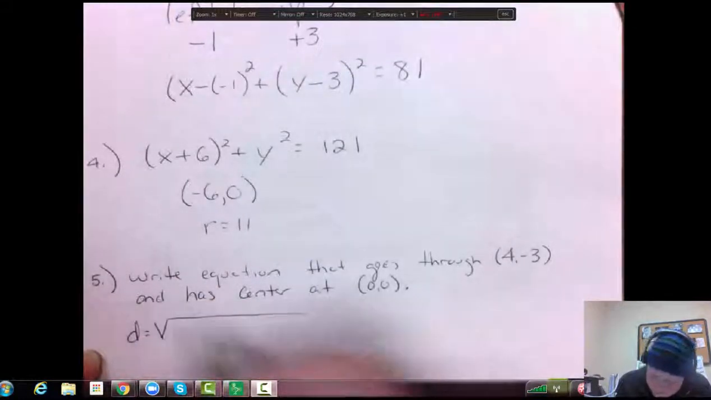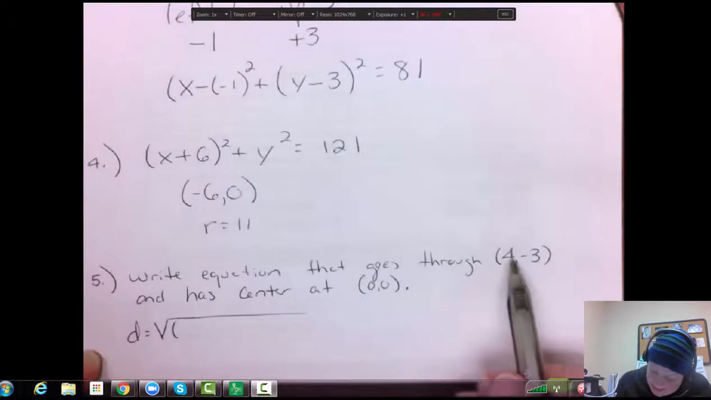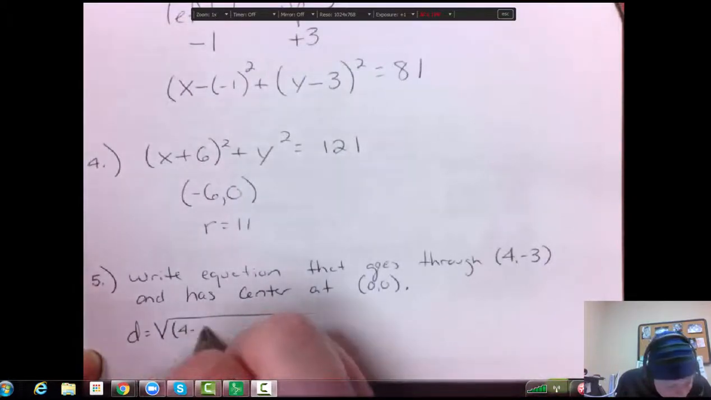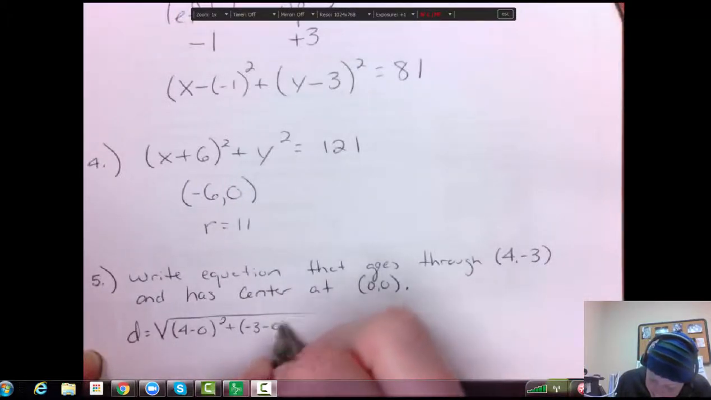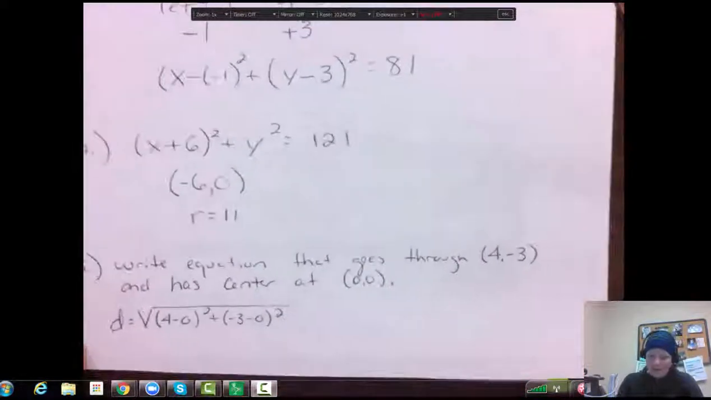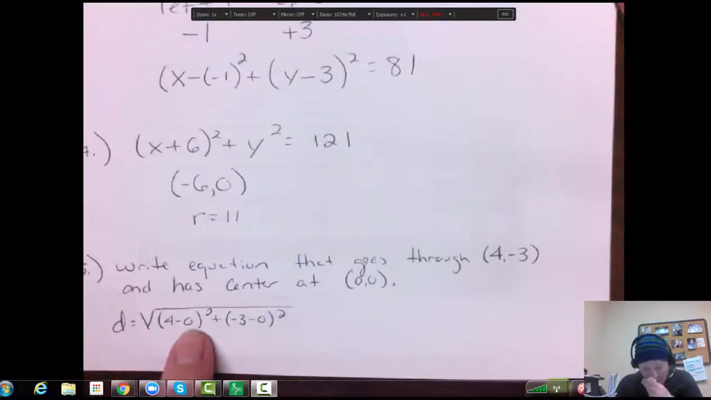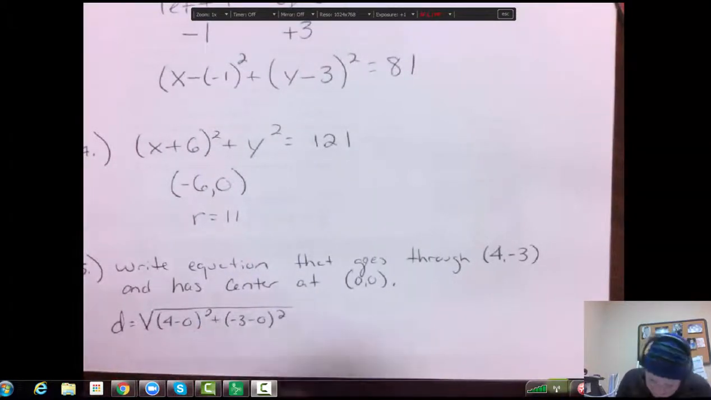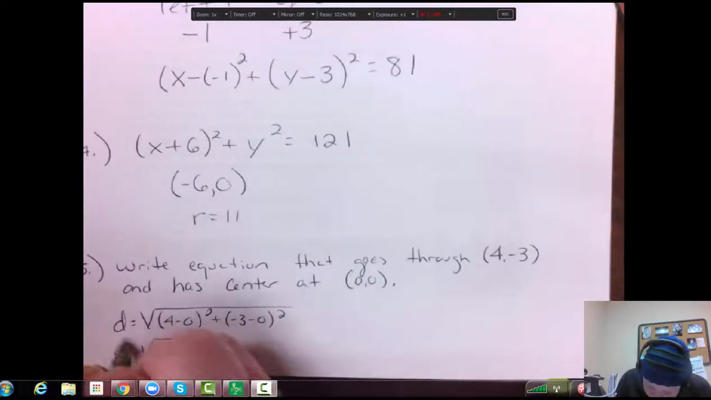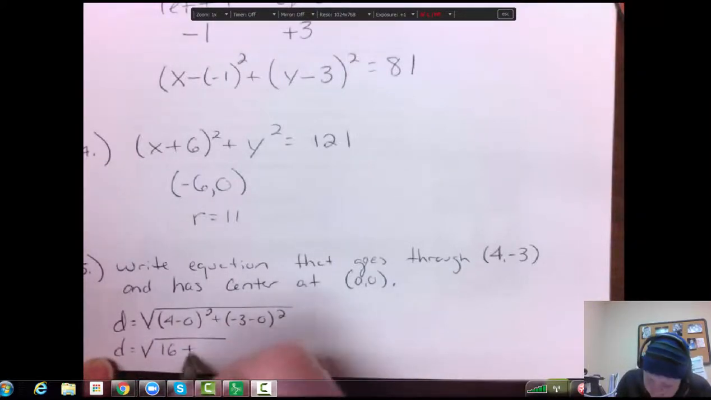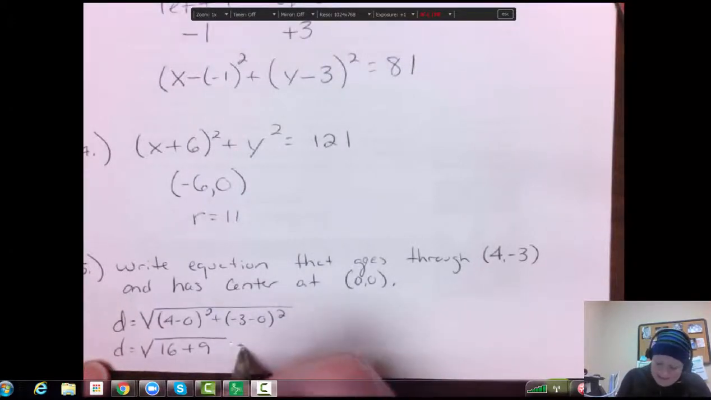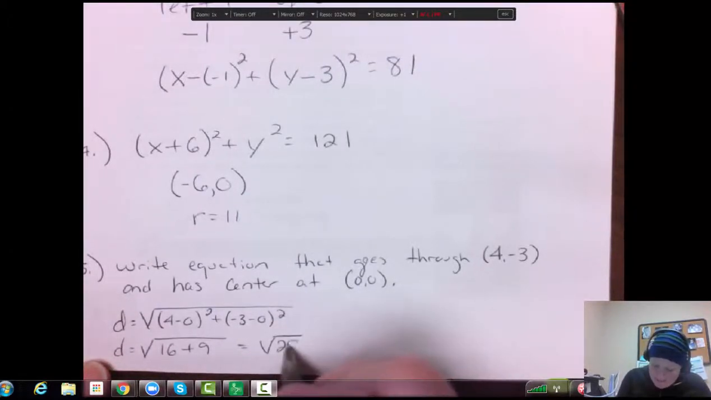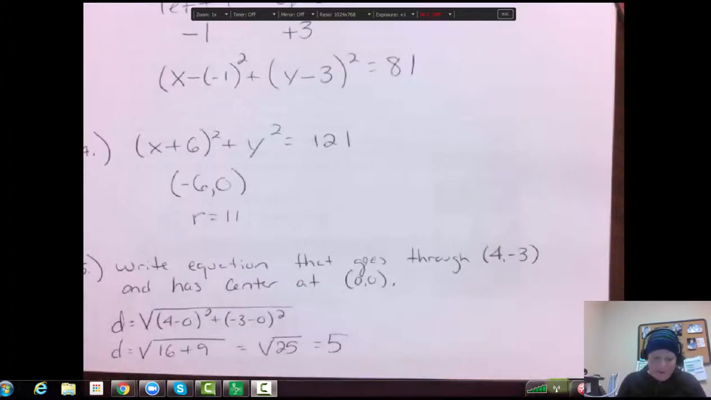Okay, and the distance formula says, from one point to the next, 4 minus 0 squared plus negative 3 minus 0 squared. So 4 minus 0 is 4. 4 squared is 16. So the distance equals the square root of 16 plus negative 3 squared, which is 9. 16 and 9 make 25. The square root of 25 is a pretty number, 5. Okay, so the radius is 5.